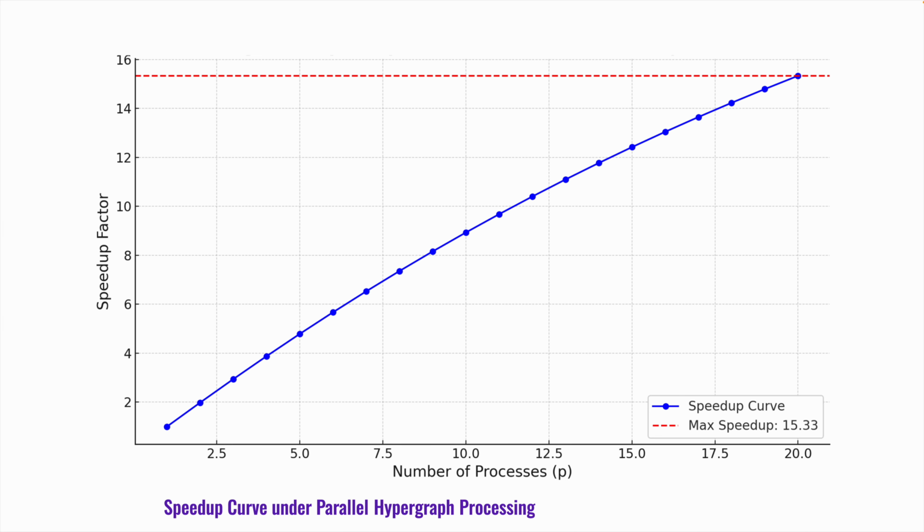The graph shows the speedup achieved through parallel hypergraph processing. It illustrates how increasing thread count affects integration time. This confirms the efficiency of using hypergraph models in a multi-thread environment.